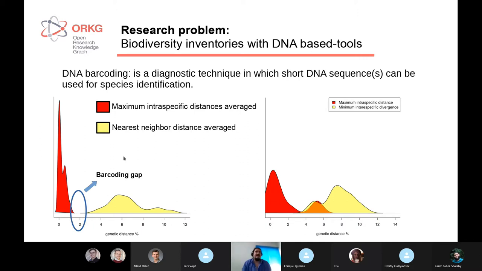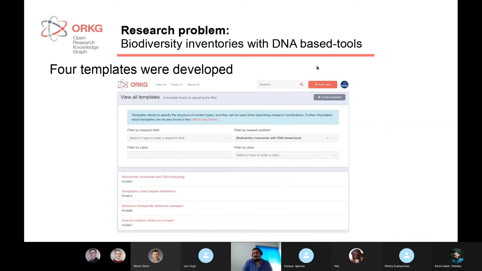Because we have many taxonomic impediments. We have many species to describe. In the world, we have described around 2 million species. The more conservative estimates talk about 10 million species. We have many species left to describe. This DNA-based tool focuses on tackling this taxonomic impediment. For this research problem, I developed 14 templates.